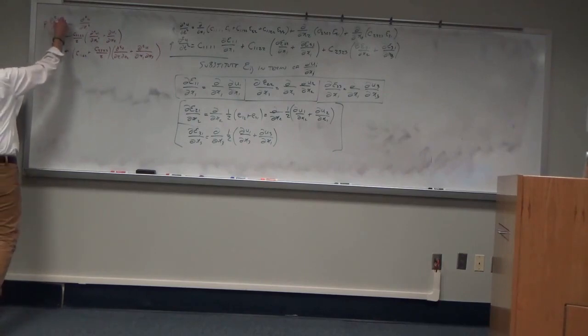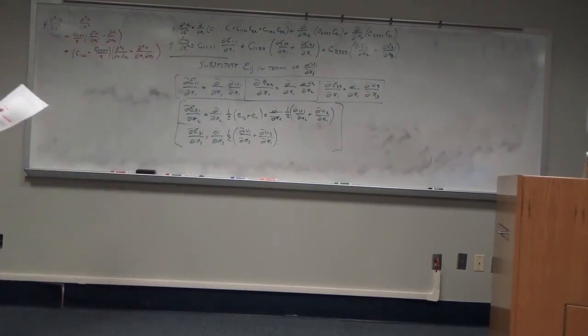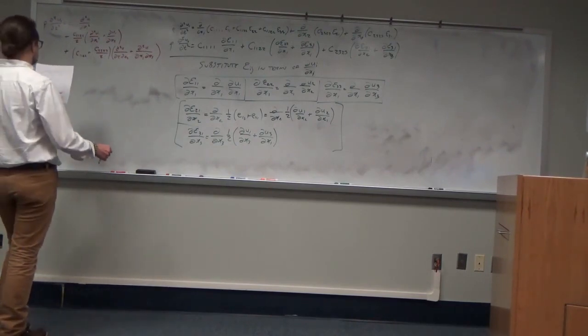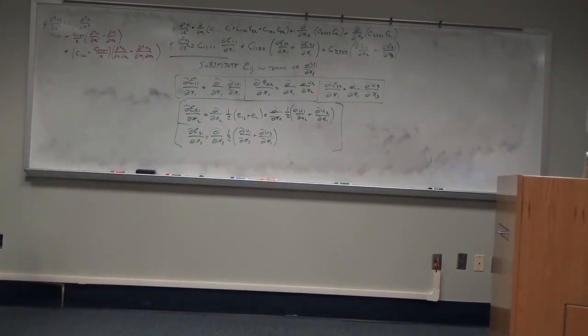Sorry, there's a one here. There's a one here too. So it's just the first component of the displacement. These u's are 2 and 3. There is probably a shortcut, but I'm not getting it right now.